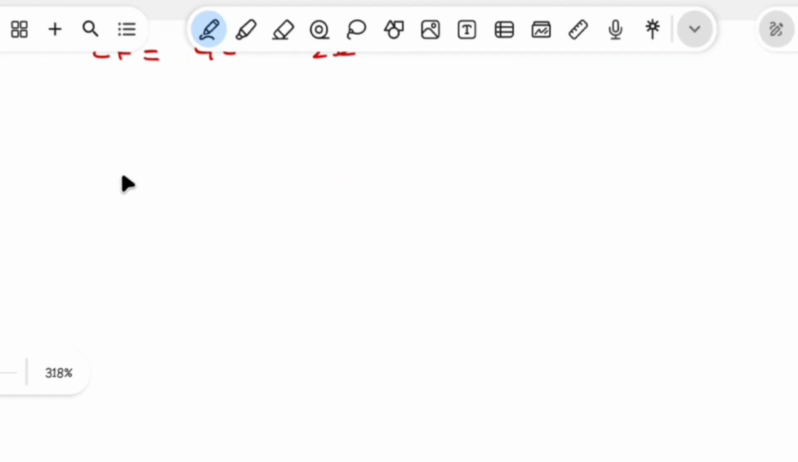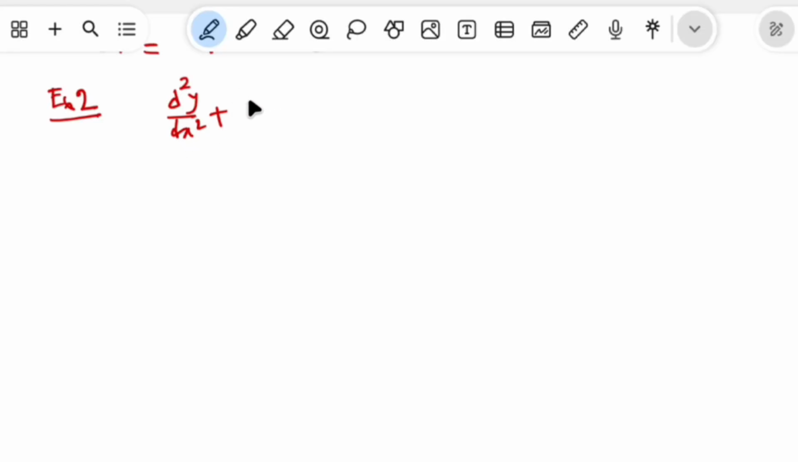Okay, let us take another example. Suppose example 2 is this: d2y/dx2 + 4y = sin 2x, and the question is asking to find the CF, the complementary function.